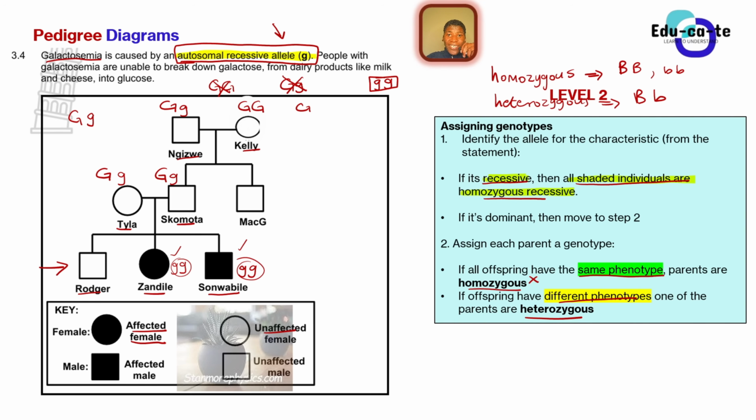So try to use this. This is my own personal trick that I think can help you. So basically, these are two steps, these are the tips that you can use to assign genotypes for these offspring.